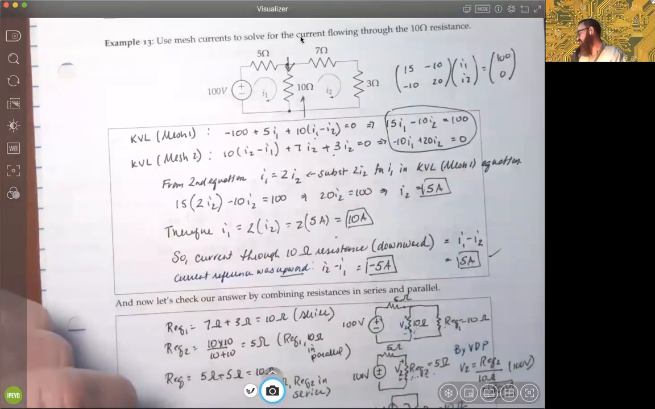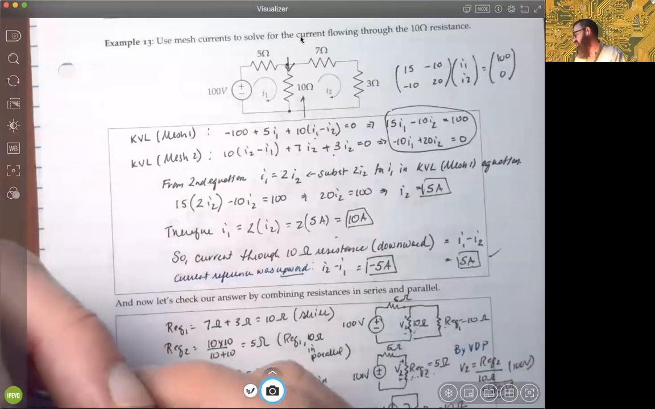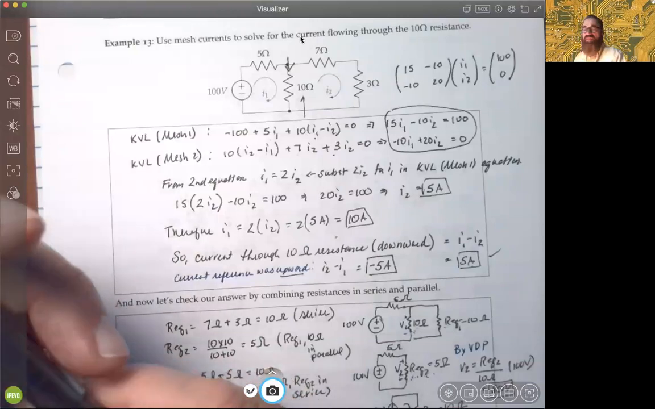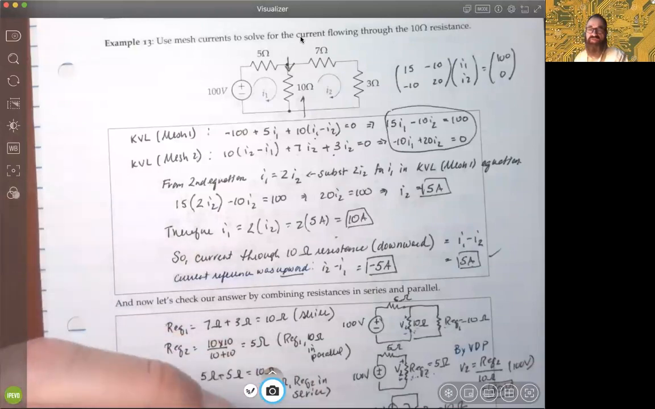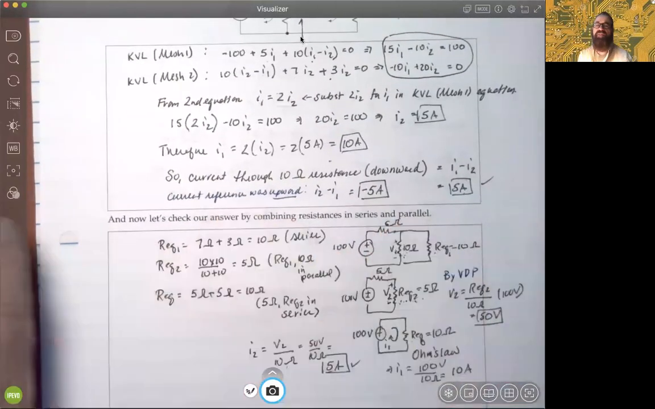So we will continue on in this very brief chapter by looking at more complicated use of mesh currents when you have other current sources, independent current sources in the circuit, and how that affects your use of mesh currents to resolve the unknowns that are sought. All right, so that's enough for today.